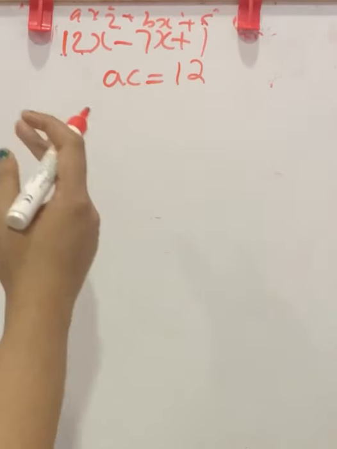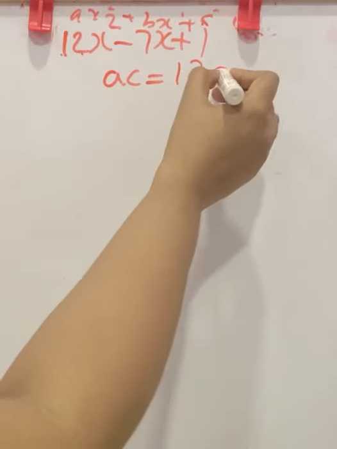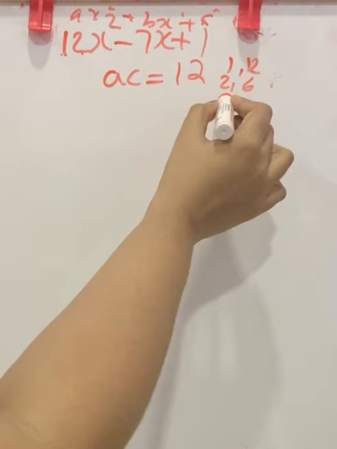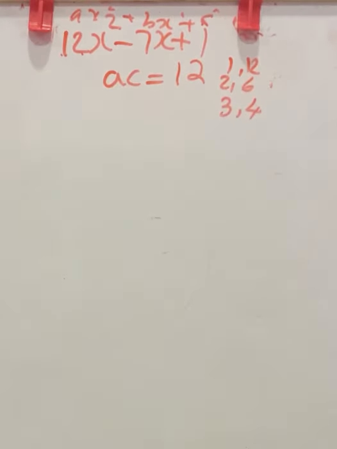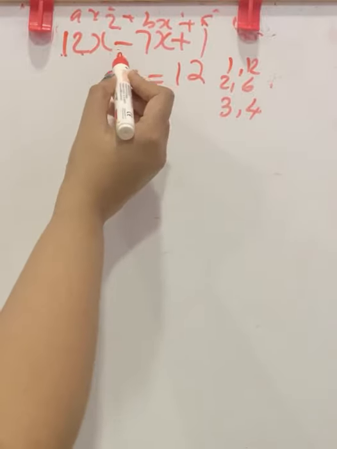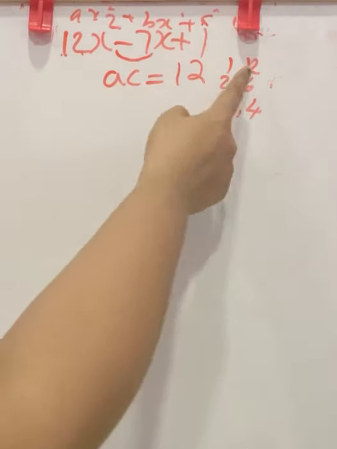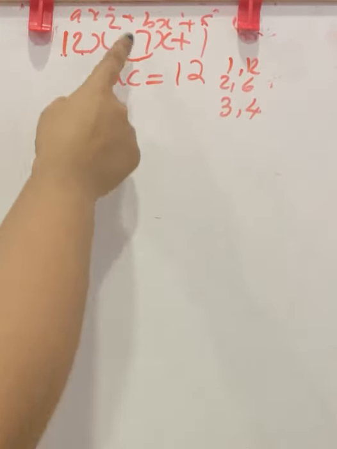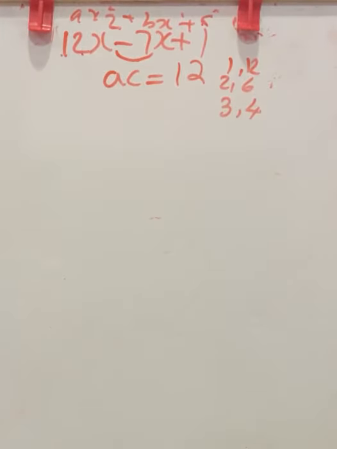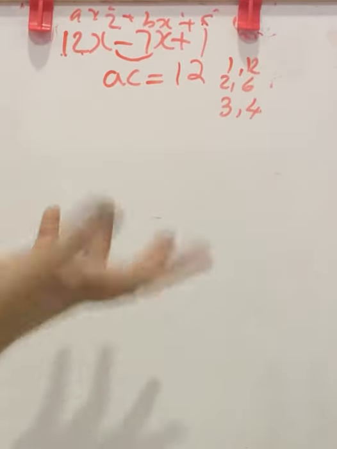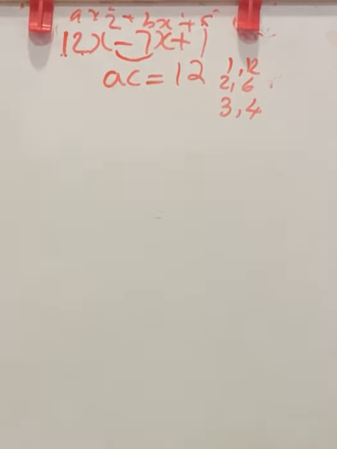Now find the factor combinations of 12. That is 1 into 12 is 12. 2 into 6 is 12. 3 into 4 is 12. Now check what is the middle term here. Here the middle term is minus 7. After adding or subtracting these terms, you have to get minus 7. Which is that pair? You have to choose it. 1 and 12, after adding or subtracting, you will never get negative 7.